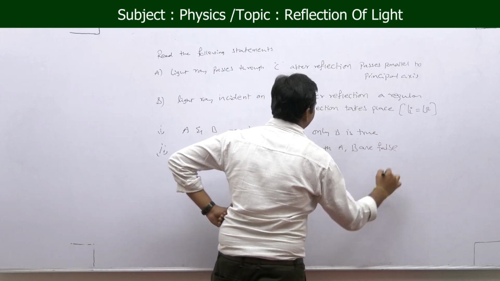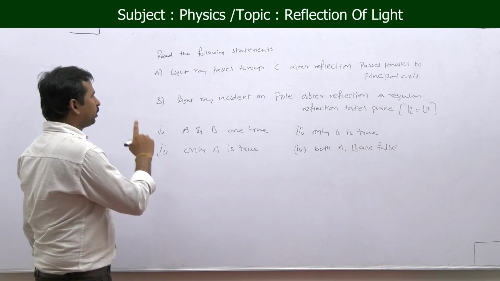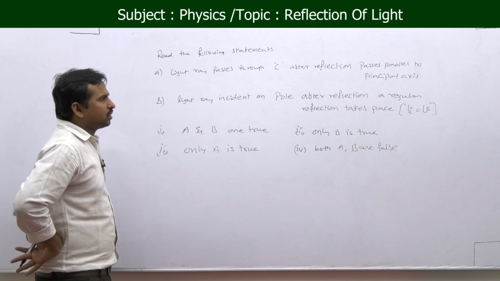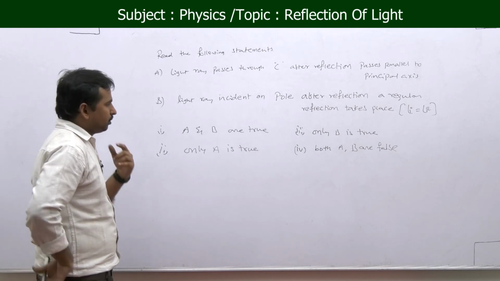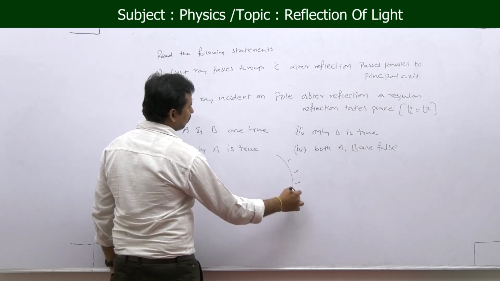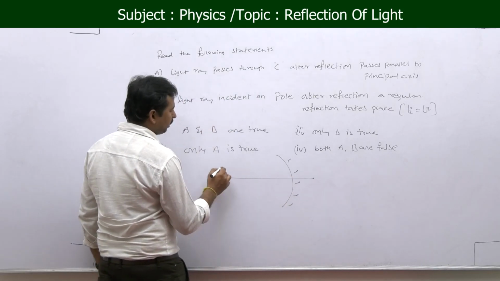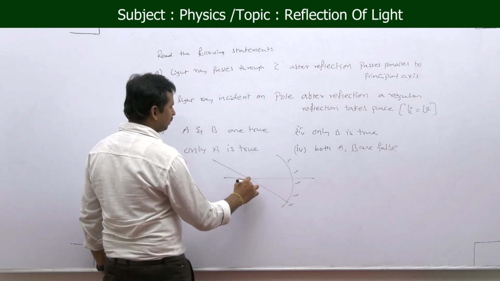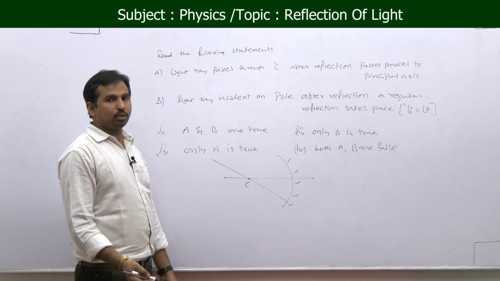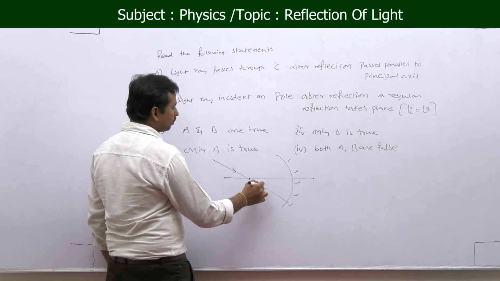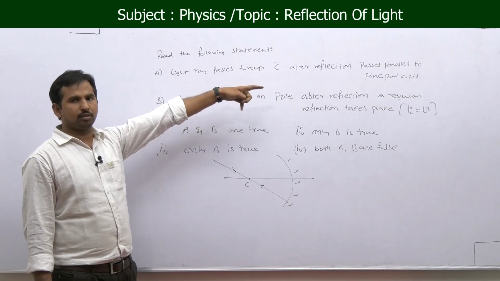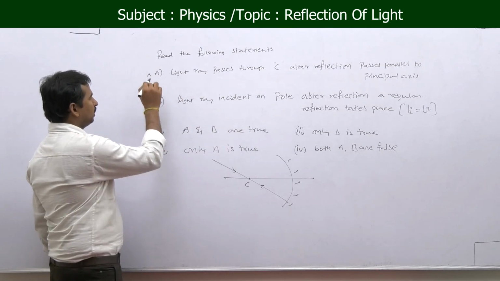If you see the first statement, if the light ray passes through the center of curvature, after reflection it passes parallel to the principal axis. If you remember the rules for ray diagrams, if this is a concave mirror and the light ray passes through the center of curvature C, then after reflection, according to rule 3, the light ray has to retrace back in the same path. But given is that the light ray passes parallel to the principal axis, which is a wrong statement.